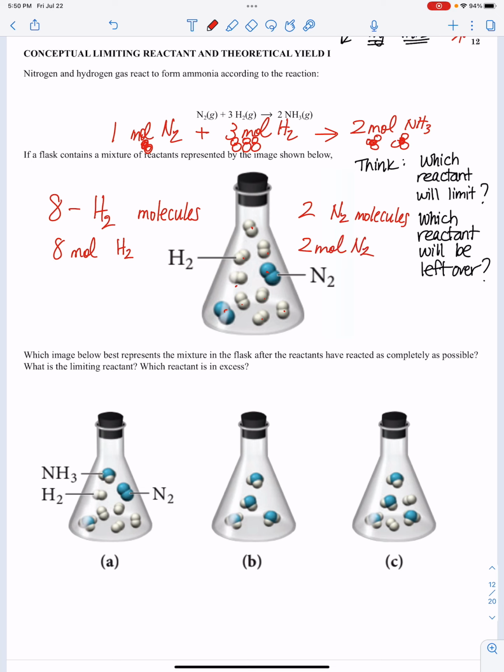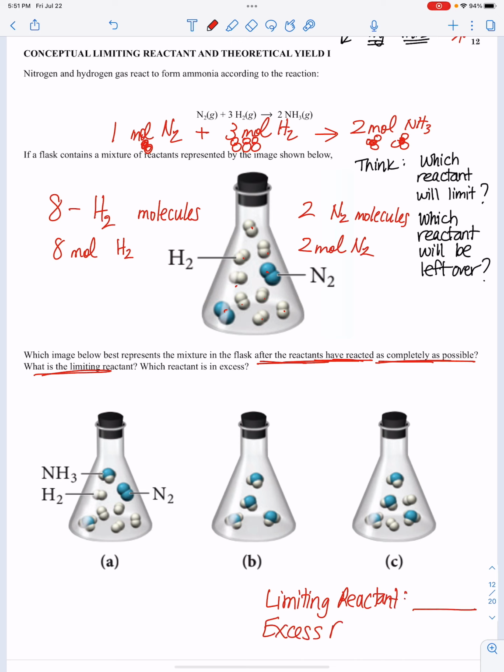Which image below best represents the mixture in the flask after the reactants have reacted as completely as possible? What is the limiting reactant? So I'm going to ask you to write that down to answer this. So you're going to write down what is the limiting reactant here, and which reactant is in excess. You're going to write that down here. You have two choices, N2 or H2.